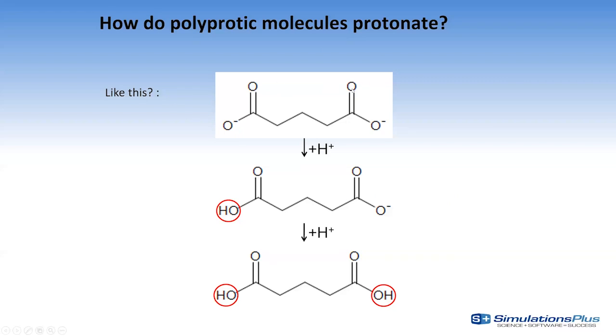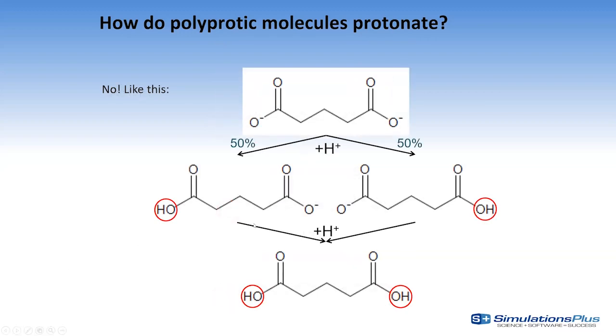This is the prevalent belief. That's how polyprotic molecules protonate. If you start with fully deprotonated acid and start lowering pH, adding protons, in other words, the thinking is that the first proton attaches to one group and the second to the other group. That's not what happens, though. This is the true picture. There's a 50% chance that the first proton will attach to either group.